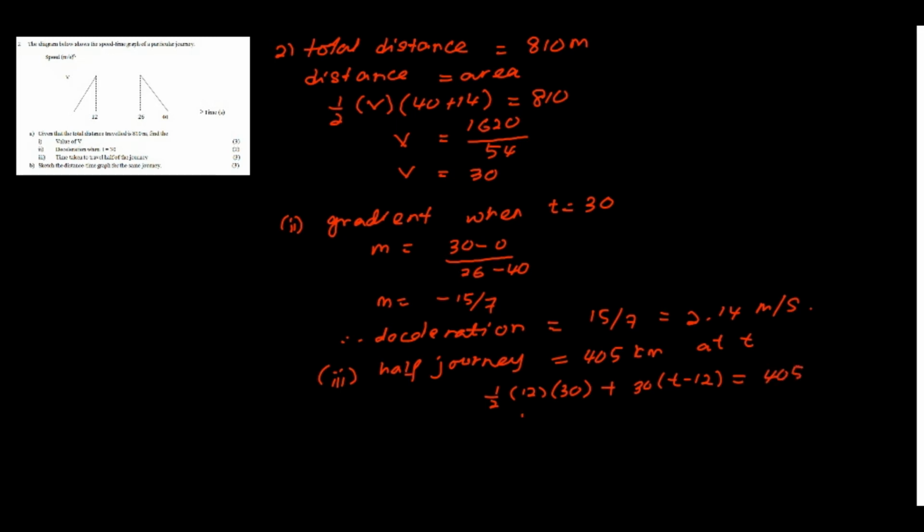So this is 180 plus 30t minus 360 equals 405. So at the end you will get 30t equals 585. So t equals 19.5.